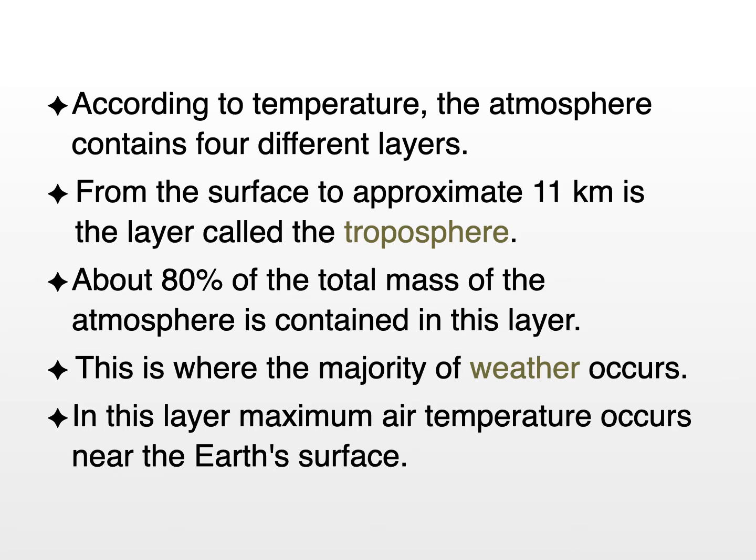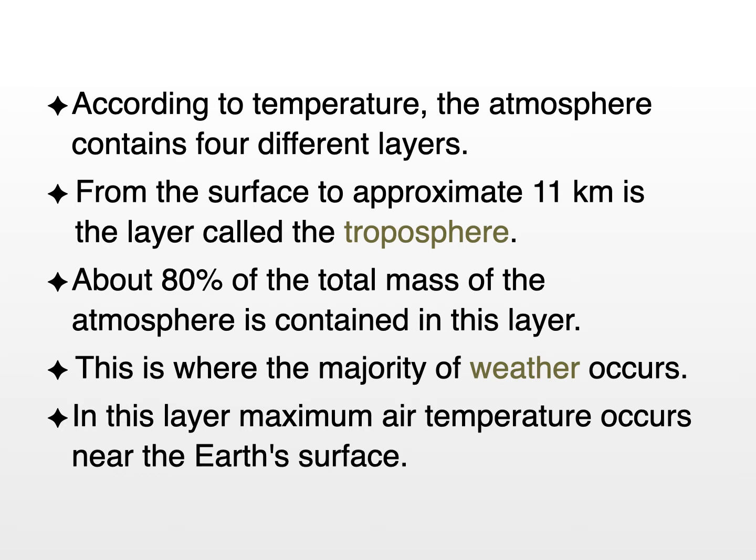From the Earth's surface to approximately 11 kilometers is the troposphere. Now I say approximately 11 kilometers. It's actually thinner near the poles and much thicker at the equator, and this is because of the temperature of the air. Warmer air expands. About 80% of the total mass of the atmosphere is found in this one layer. This is also the layer where the majority of the weather that we experience occurs.